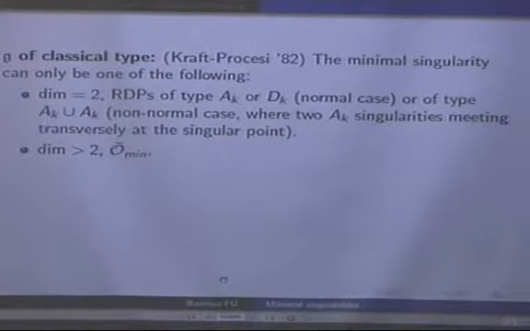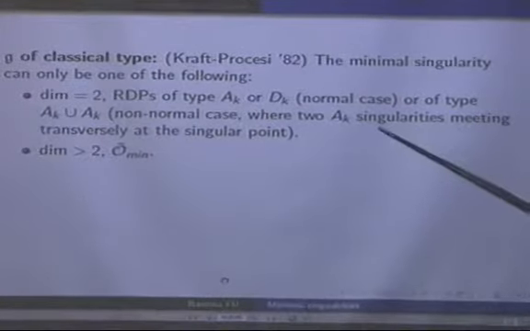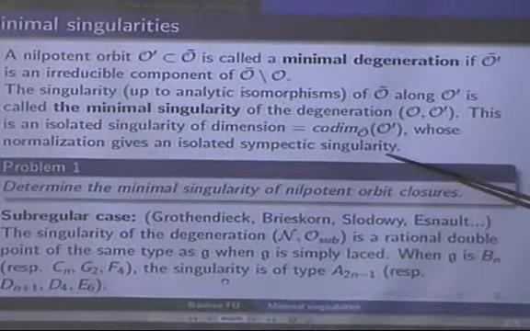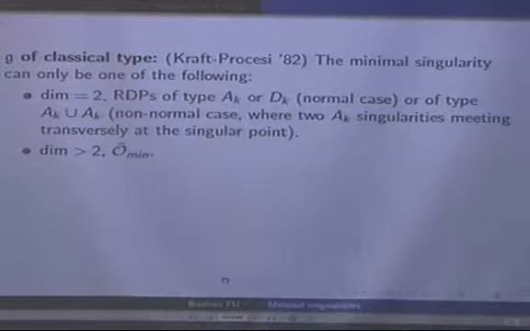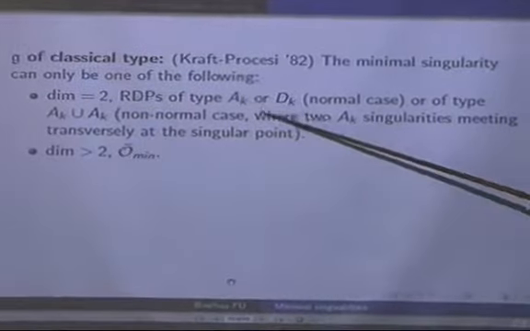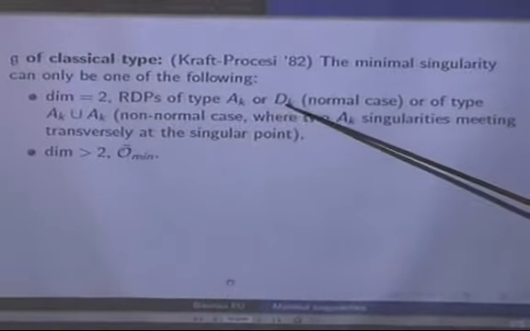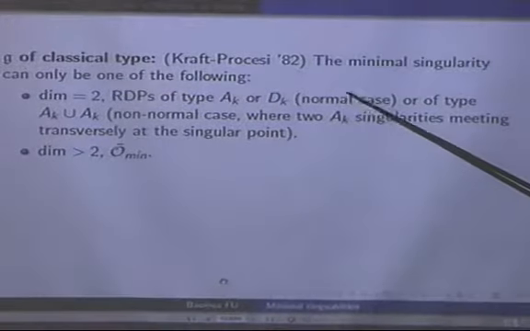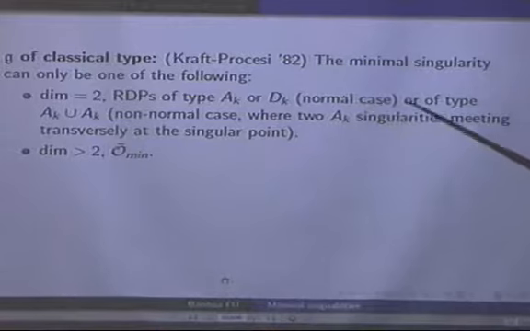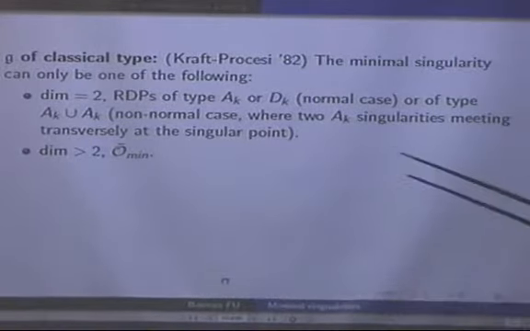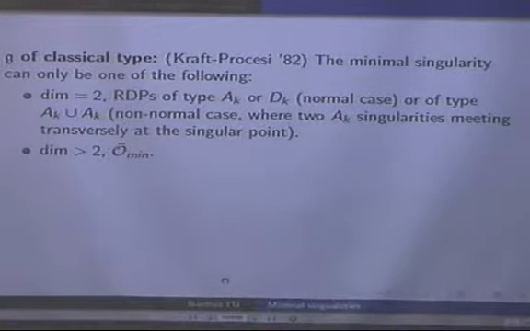For classical types, in fact, they did not find many new examples of these isolated symplectic singularities. What they find, for example in dimension 2, is just rational double points of type A_k or D, because we are in classical types. So in this case these are normal, meaning the closure is normal. And also of type A_k union A_k, which means the singularities just intersect transversely at the singular point.